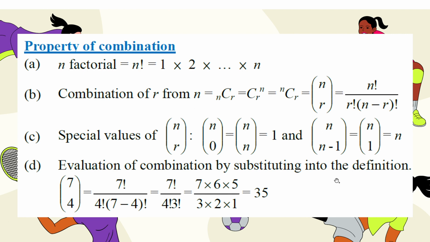For example, you can do the substitution games. 7C4: you substitute for 7 factorial over 4 factorial times 7 minus 4 factorial. How to simplify? Remember 7 factorial has 7, 6, and 5 more than 4 factorial; 4, 3, 2, 1 is the same, so they cancel out. The numerator becomes 7 times 6 times 5, and the denominator is 3 times 2 times 1. Simplified, it is 35.